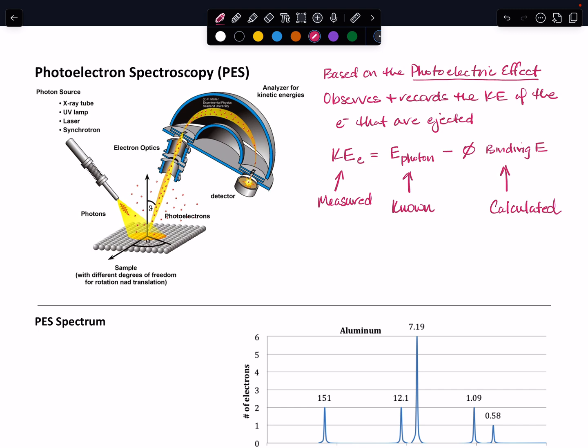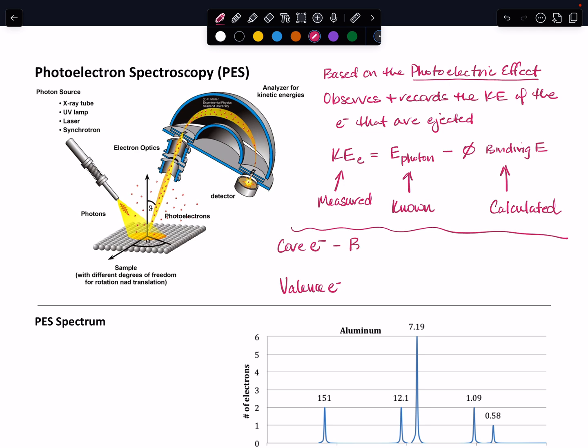Some of these electrons will be moving slowly because there's not a big difference between that photon and the binding energy. Others may be moving very quickly because there's a large difference between the two. But regardless, that kinetic energy is the difference between those two energies, the photon and the binding energy. So if we want to look at the different electrons, we have the core electrons and then we have the valence electrons.